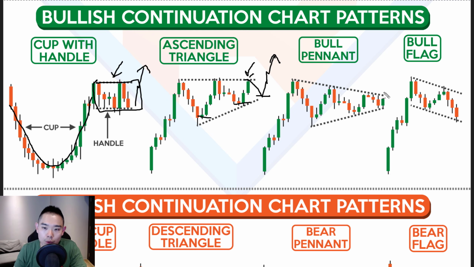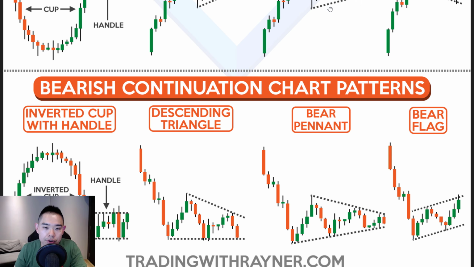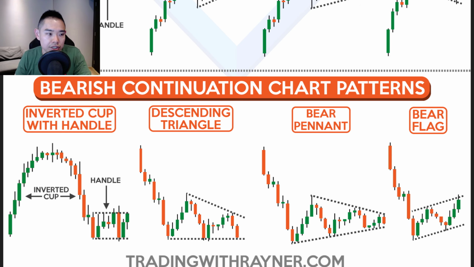up higher. Then we have the bull pennant where the price breaks above, let's say, the downward trend line. We'll say that again, the trend could possibly resume and head up higher. Same for the bull flag pattern as well. Then moving on, we talk about the bearish continuation chart patterns, which again is just the inverse. We have the inverted cup and handle pattern. We have the descending triangle pattern. We have the bear pennant and the bear flag pattern.